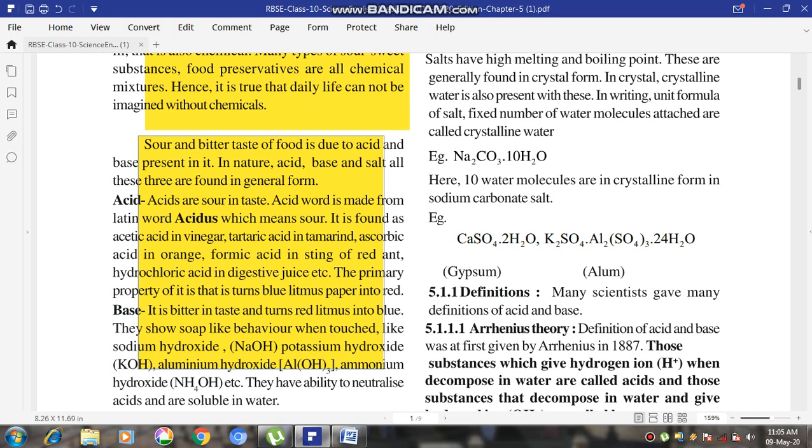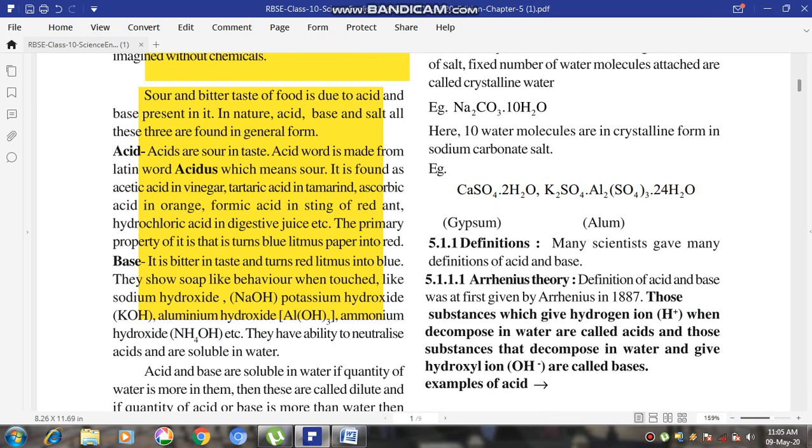And what is a base? Base is bitter in taste. Earlier we studied that acid is sour in taste, and base is bitter in taste and turns red litmus into blue. Acid turns blue litmus into red, and base turns red litmus to blue. They show soapy behavior when touched, like sodium hydroxide, potassium hydroxide, aluminum hydroxide, and ammonium hydroxide. So these are all bases.